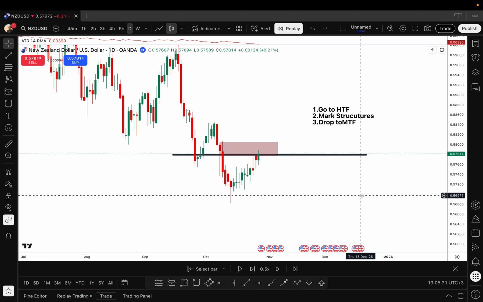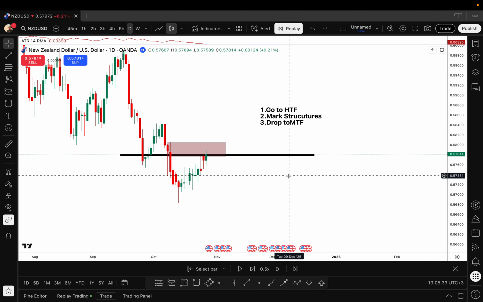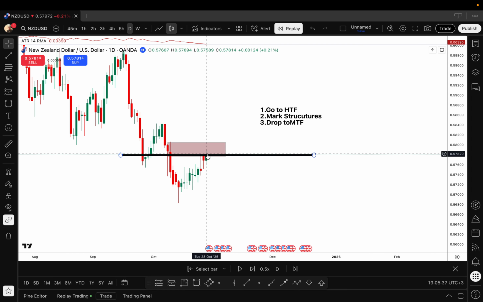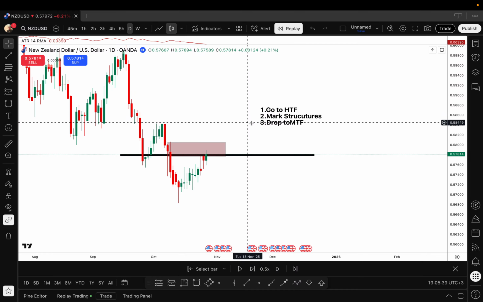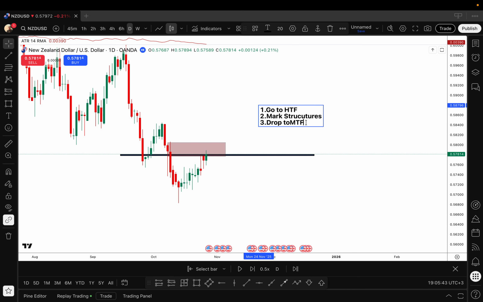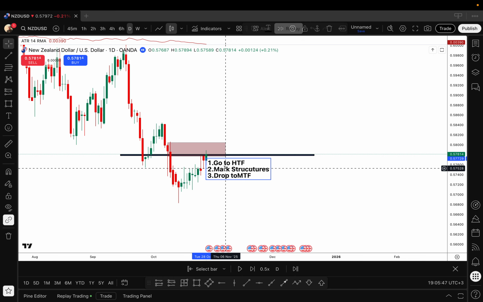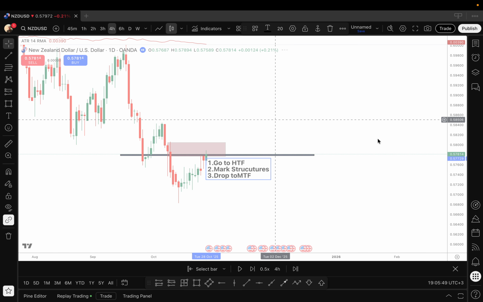But before that, we are not doing anything. So now price comes and taps into our zone. So what do we want to do? We want to drop down to our medium time frame. And what is our medium time frame? In this case, our medium time frame is going to be the 4-hour time frame.